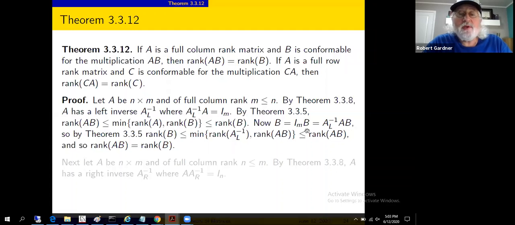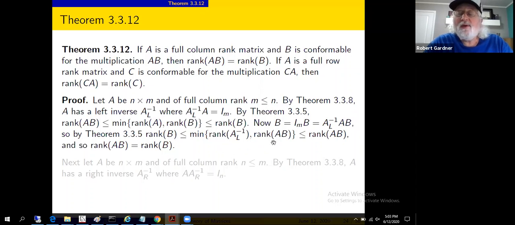And let's see, we could write the I sub M matrix, here it is, as A sub L inverse times A. So let's replace that identity matrix with A sub L inverse times A. Then we've got B written as a product, so we know the rank of B is less than or equal to the minimum of the rank of two matrices which multiply together to give matrix B. Let's choose the matrices A sub L inverse and the matrix AB.